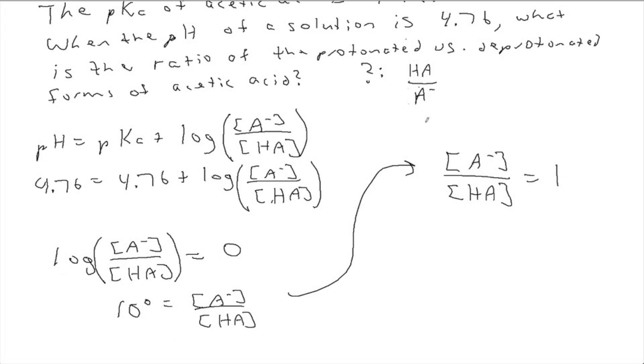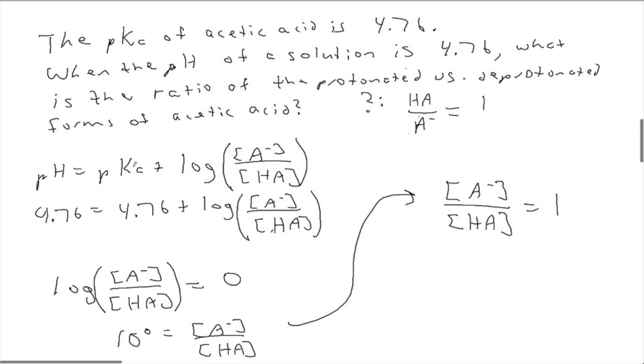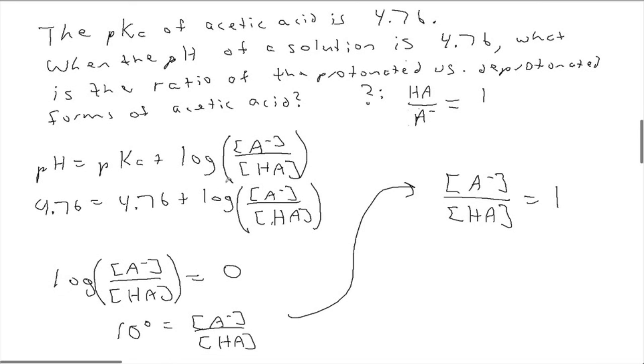So, what's the answer to the question? Here was the question. What's the answer to this question? 1. Because 1 over 1 is 1. So this is how to solve this last type of question here. This can be the last type of question we do for these types of acid-base problems. Oftentimes, we're given both the pH and the pKa, and we have to find the ratio of the protonated to deprotonated forms. How would you turn this into a fraction?